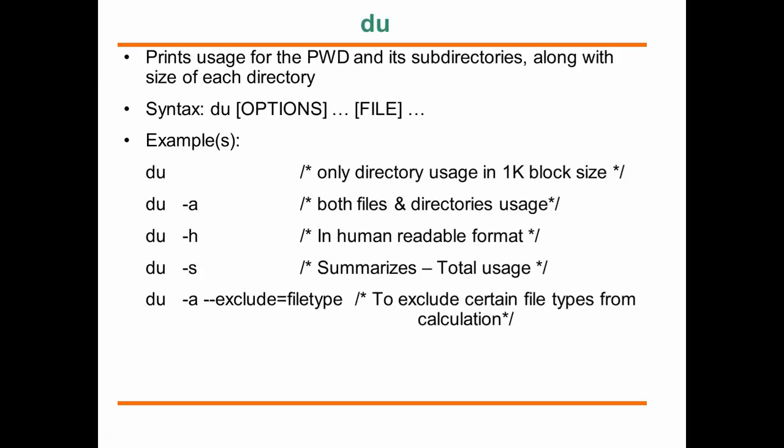So if I don't want to include certain file types such as .txt or .exe while calculating the directory usage, I can say du -a and I can exclude these. The basic purpose of du is to see the file usage at a directory level, at subdirectory level, so that I can take a better call on what to remove and what to keep.